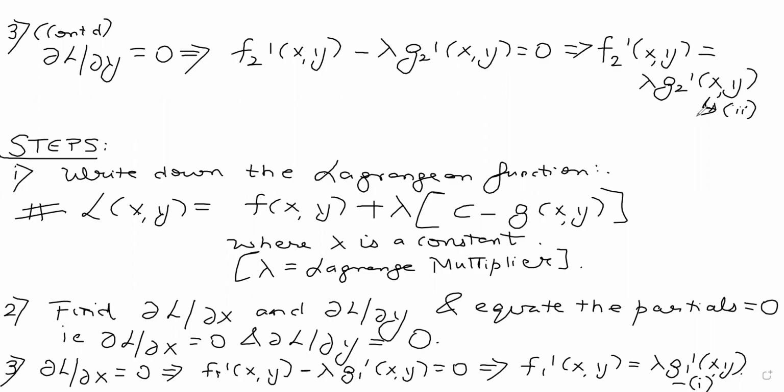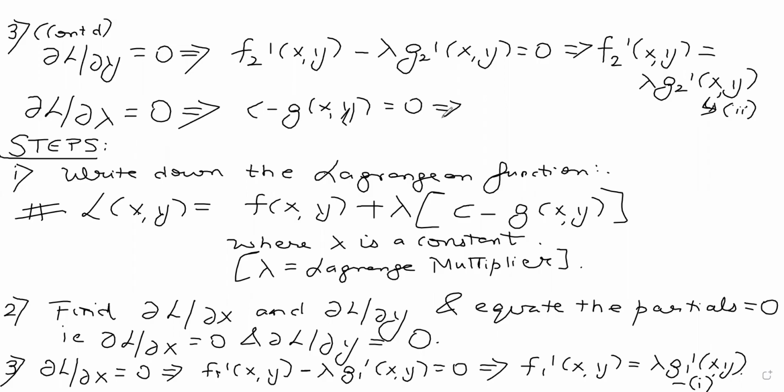And then our third equation is del L by del lambda equal to 0. You also differentiate the Lagrange with respect to the Lagrange multiplier lambda. If you do that, you simply get back the constraint, C minus G of xy equal to 0, which implies G of xy is equal to C. This is my third equation. So basically, guys, when we partially differentiate the Lagrangian with respect to x, y, and lambda, we get three equations.